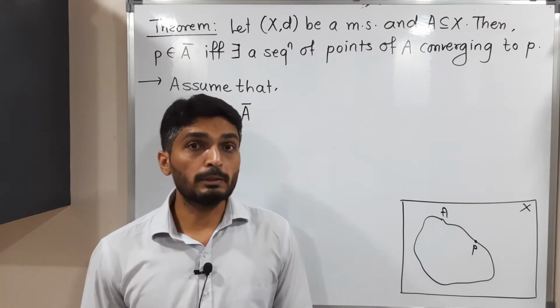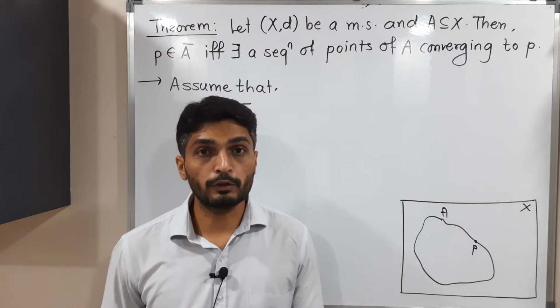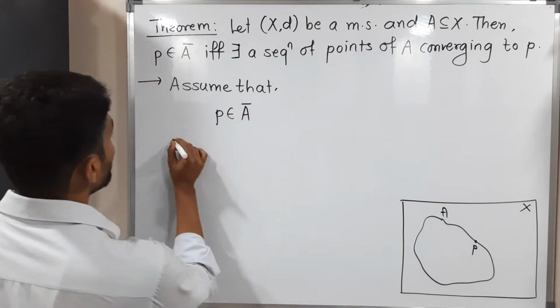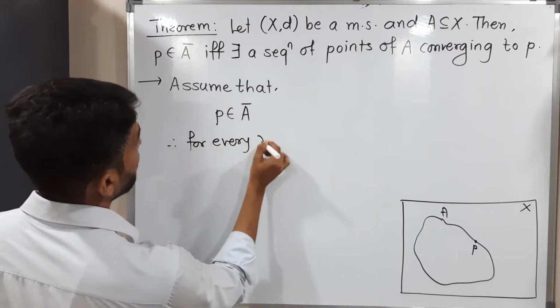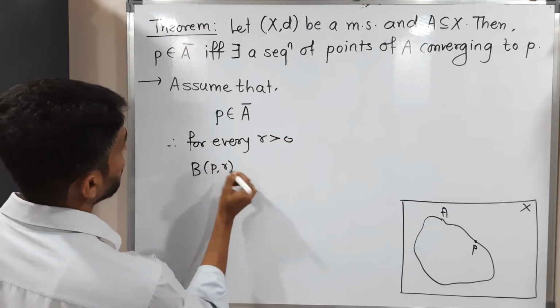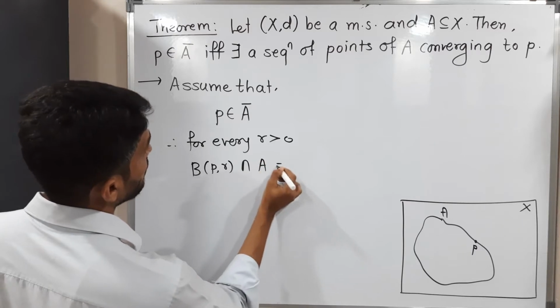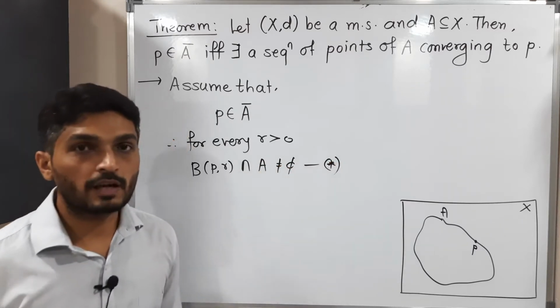So P belongs to A bar, so that means P is a closure point of A. Therefore, what can I write? For every r greater than 0, B(P, r) intersection A is not equal to phi. So this is statement star we have.